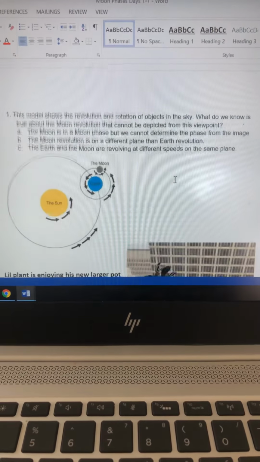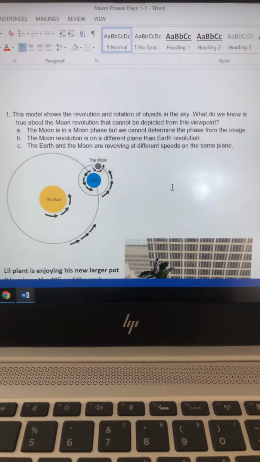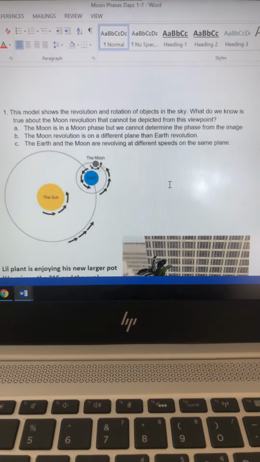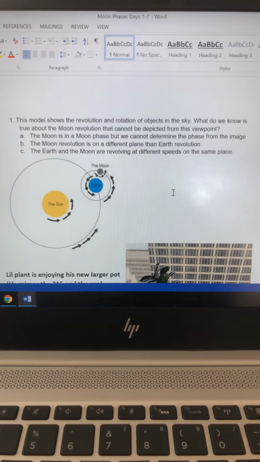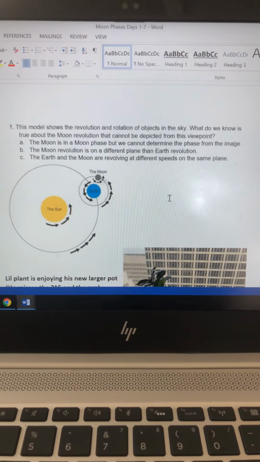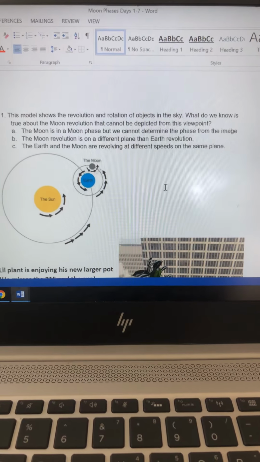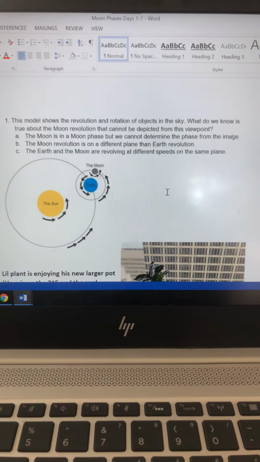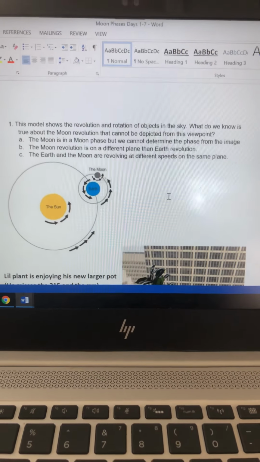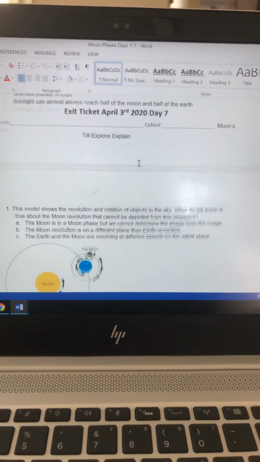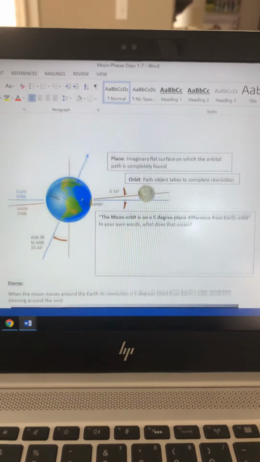The exit ticket is here. It says, this model shows the revolution and rotation of objects in the sky. What do we know is true about the moon revolution that cannot be depicted from this viewpoint? A, the moon is in a moon phase, but we cannot determine the phase from the image. B, the moon revolution is on a different plane than the Earth's revolution. C, the Earth and the moon are revolving at different speeds on the same plane. So think, which of these 3 things did we talk about in this lesson that impacts why we don't have a solar eclipse every single time that the moon orbits the Earth?